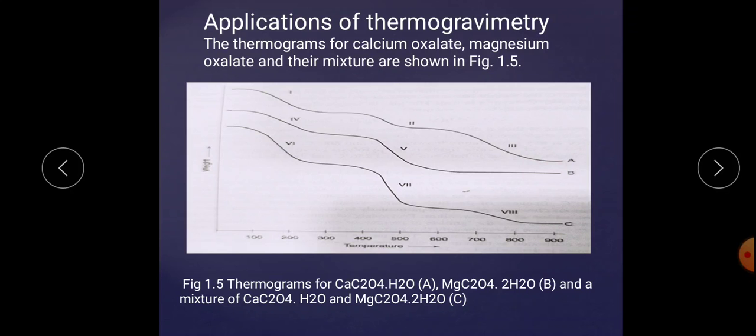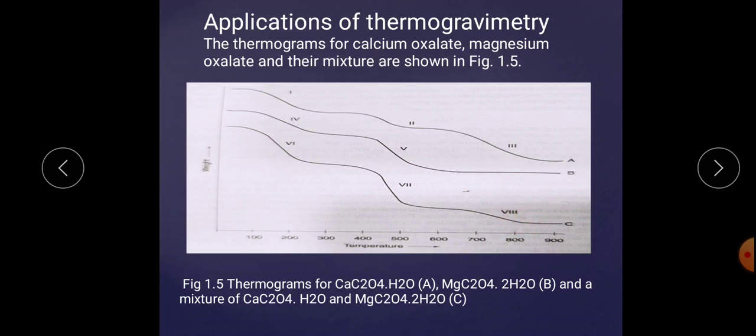Now the third thermogram, that is the C thermogram. In this case, this is the typical thermogram graph of a mixture of both the oxalates, that is a mixture of calcium oxalate monohydrate and magnesium oxalate dihydrate. The thermogram for the mixture of these two oxalates would thus show three regions of weight loss: first, second, and this one third. The numbers given are 6th, 7th, and 8th.